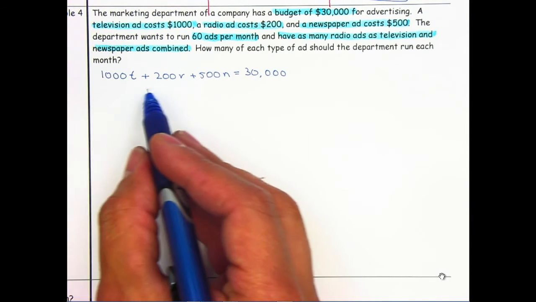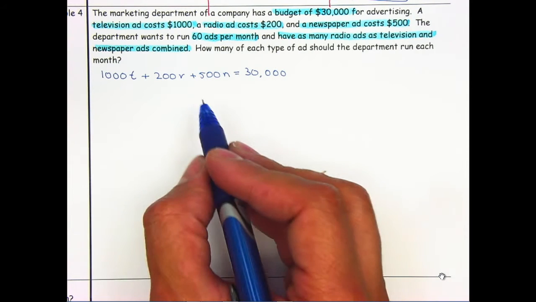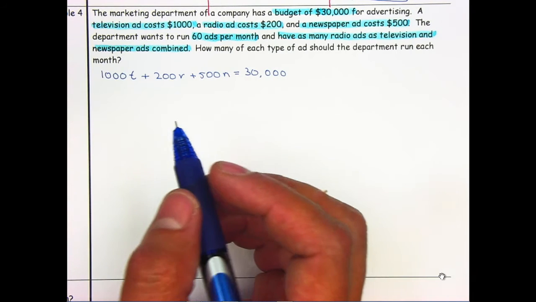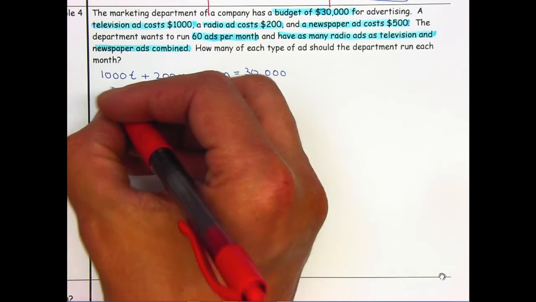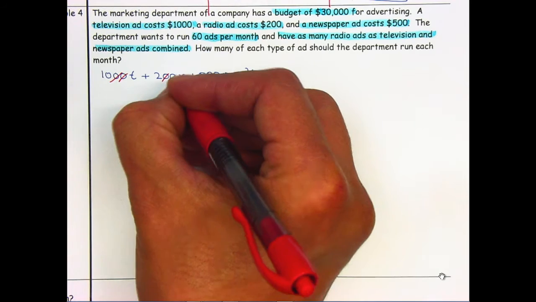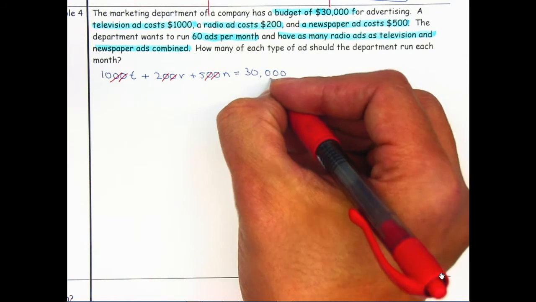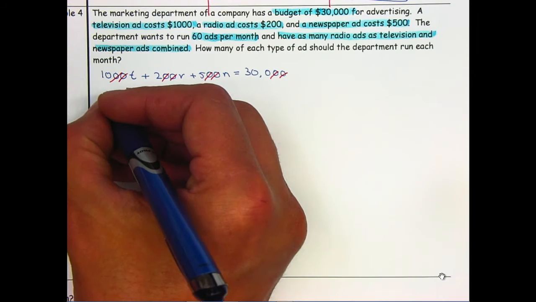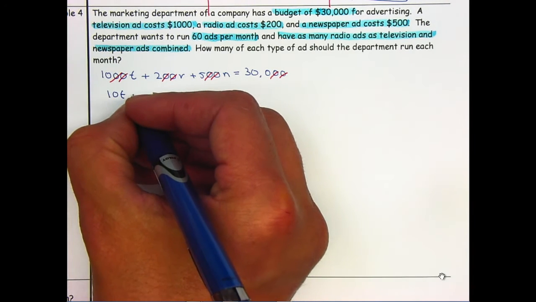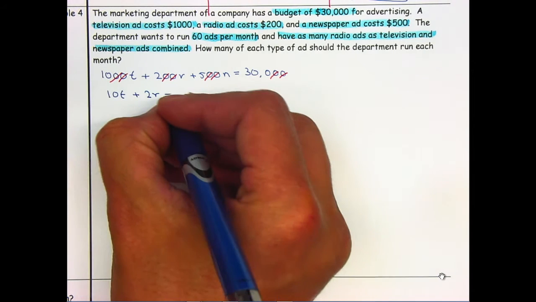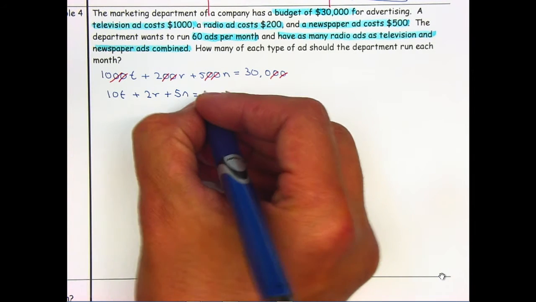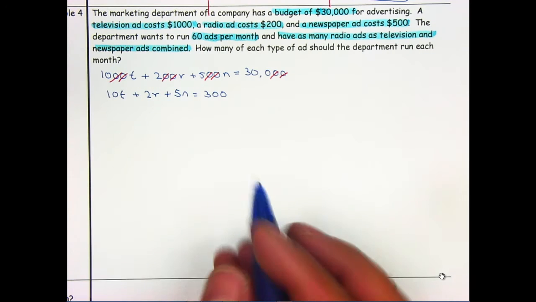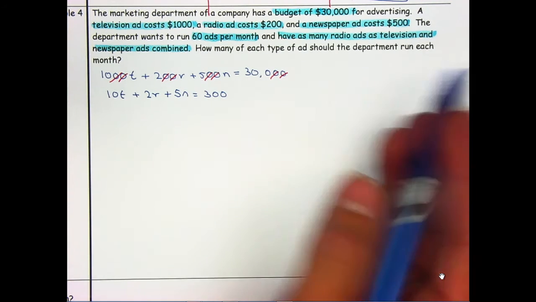Now usually if I'm dealing with these large numbers, if you notice, all of them have two zeros, so I can just divide by 100, or just get rid of two zeros on each equation. It's like dividing by 100 on each term. So the easier equation, or the most simple equation, will be 10t plus 2r plus 5n is equal to 300.